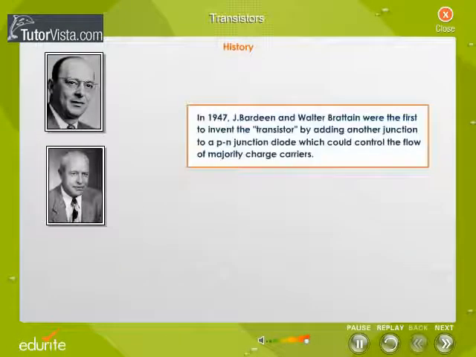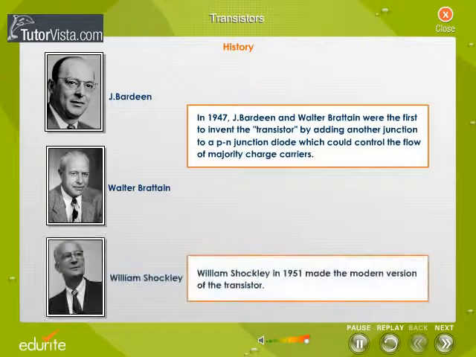In 1947, John Bardeen and Walter Brattain were the first to invent the transistor by adding another junction to a PN junction diode, which could control the flow of majority charge carriers. William Shockley in 1951 made the modern version of the transistor.